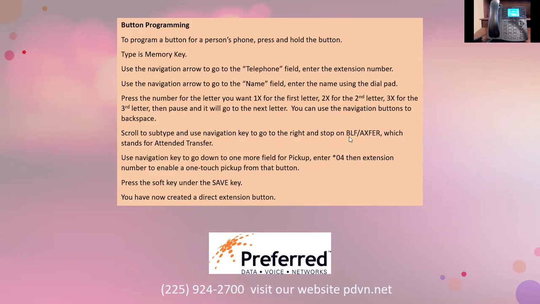Okay, so you have options of BLF attended transfer or BLF blind transfer, and I'll show you how they both work. And then we're going to go to the pickup field and enter *04 in the extension number so that the button can be used as a one-touch pickup to that extension, and then save. All of this information can be found on the handouts on our letterhead, and there's a reference to it also on the trifold handout.